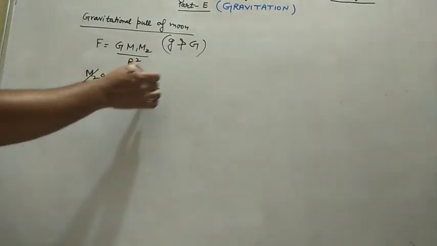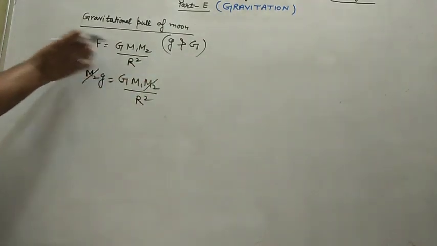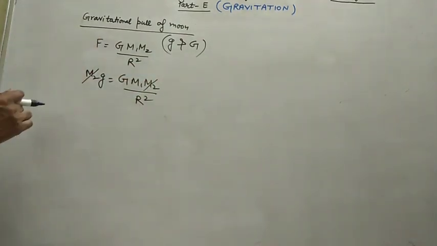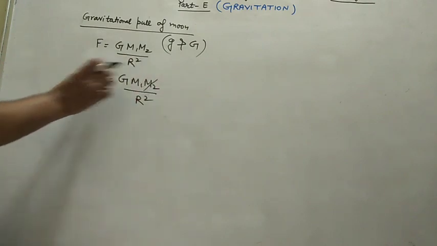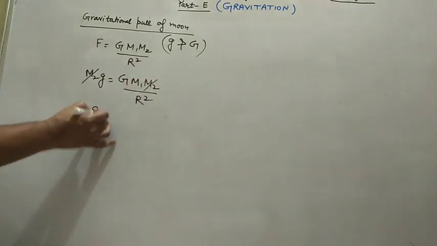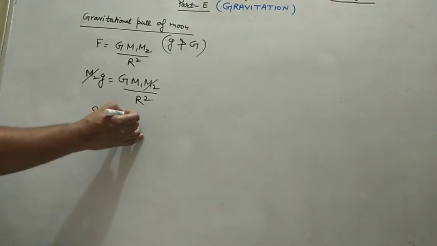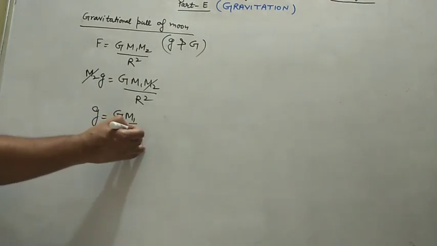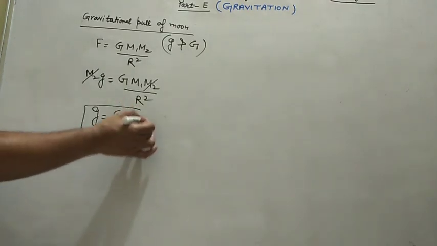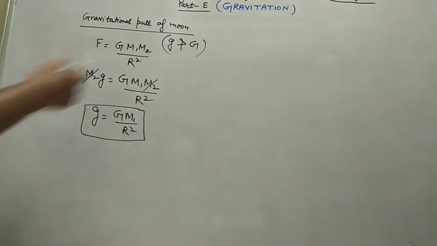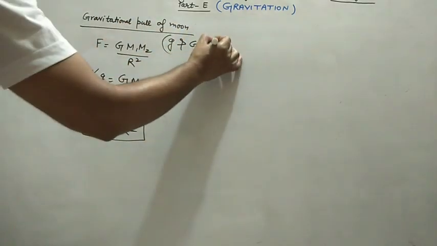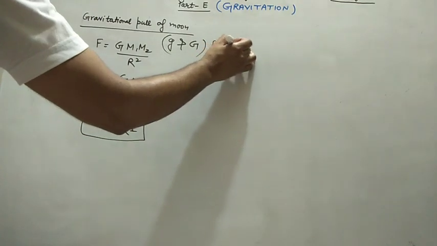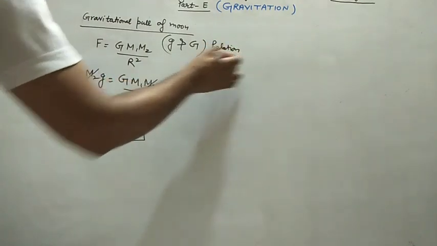This m2 will cancel. Why? Because this is the force of gravitation. So m2 will cancel, and small g is equal to G m1 upon r square. This is the relation between small g and capital G.